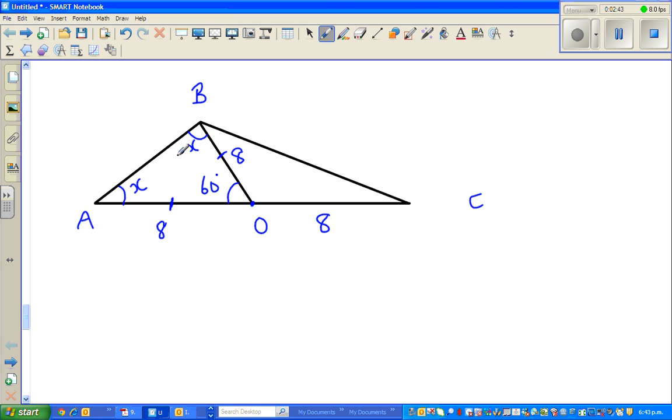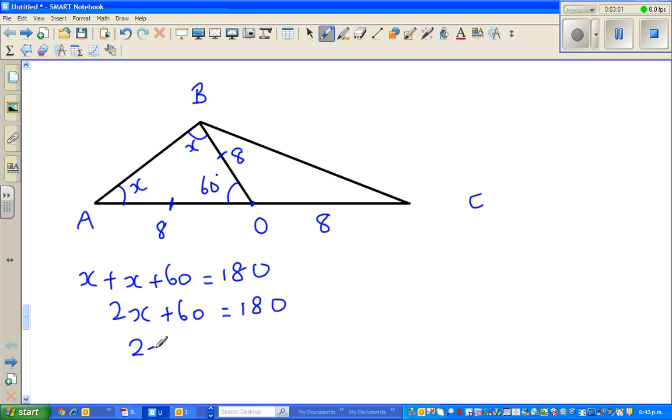Now the three angles of a triangle add to 180. So can I say x plus x plus 60 is equal to 180? Simple algebra: 2x plus 60 is 180, so 2x is equal to 120, so x is equal to 60. So what type of triangle is this? This is an equilateral triangle. So this is 60, this is 60, and this is also 60. Equilateral triangles are also equiangular, so this side should also be 8 centimeters. I'm not writing the centimeters.